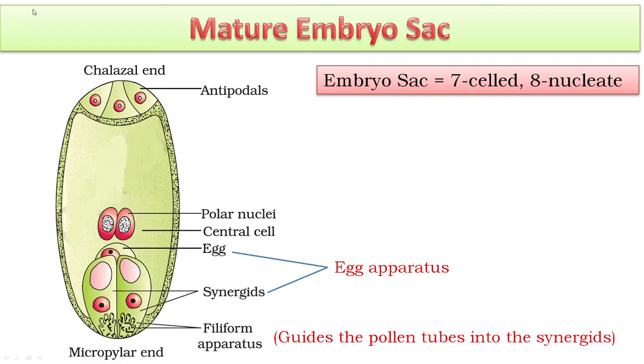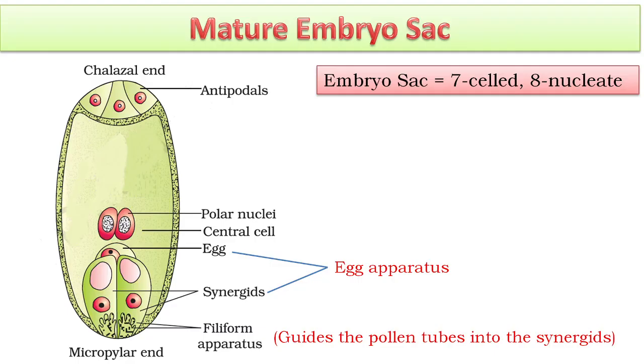Right? When the pollen grain lands on the stigma, it germinates into a pollen tube, and the pollen tube has to enter the embryo sac. And the filiform apparatus is the structure which helps in guiding the pollen tube into the synergids. Is it clear? So that the fertilization can happen. So this is about the structure of the mature embryo sac. So in the next video, we are going to discuss pollination and what happens after pollination. Okay, thank you.